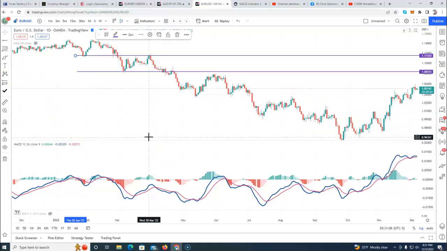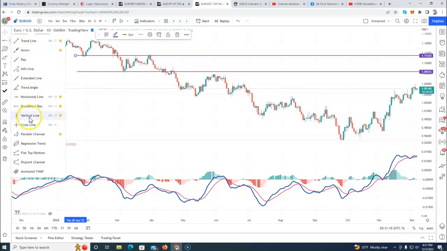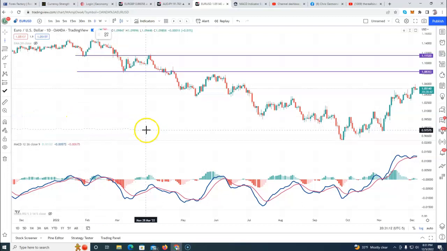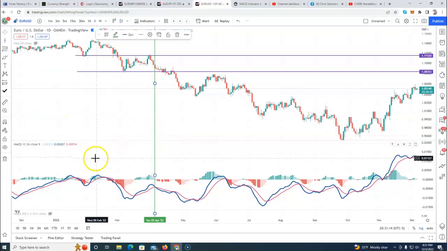What other confirmation are we looking for? Well, if we get the MACD line to cross the signal line to the downside, that would be a confirmation, wouldn't it? Well, we got a confirmation here when the MACD crossed the signal line.